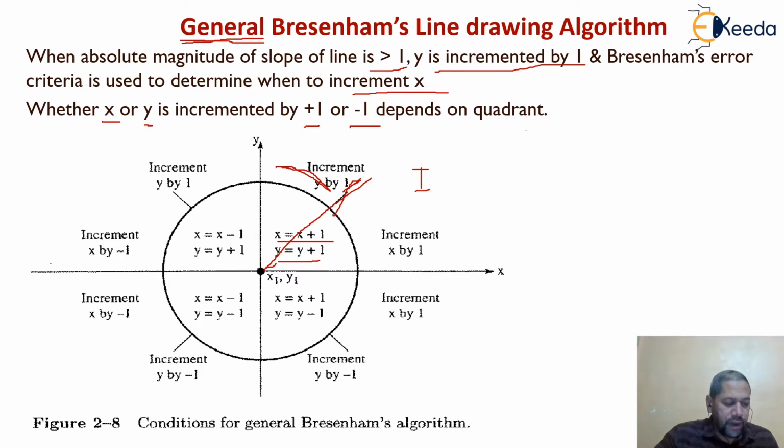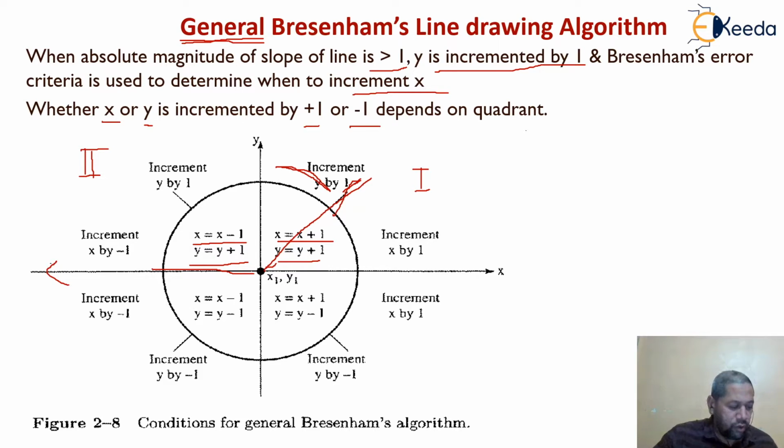Now if I look at quadrant number 2, the second quadrant, what will happen? The X value is X equal to X minus 1, and Y is always incremented by 1. So we increment Y by 1, but we have to increment X by -1, because I am moving X into the negative direction. So X is equal to X minus 1 in this particular quadrant, and Y is always incremented.